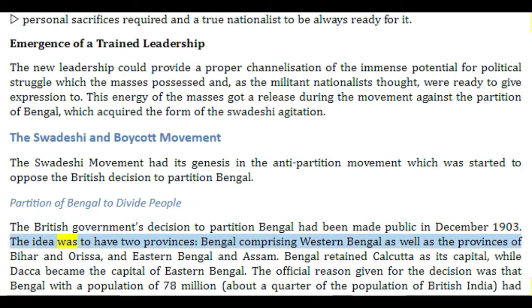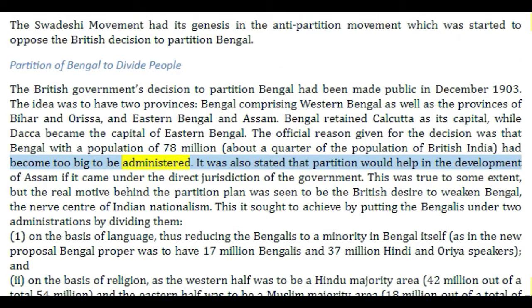The idea was to have two provinces, Bengal comprising Western Bengal as well as the provinces of Bihar and Orissa, and Eastern Bengal and Assam. Bengal retained Calcutta as its capital, while Dhaka became the capital of Eastern Bengal. The official reason given for the decision was that Bengal, with a population of 78 million, about a quarter of the population of British India, had become too big to be administered.